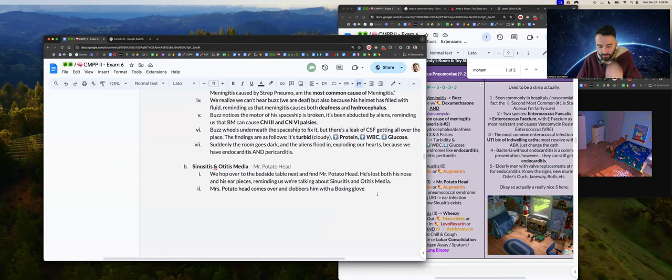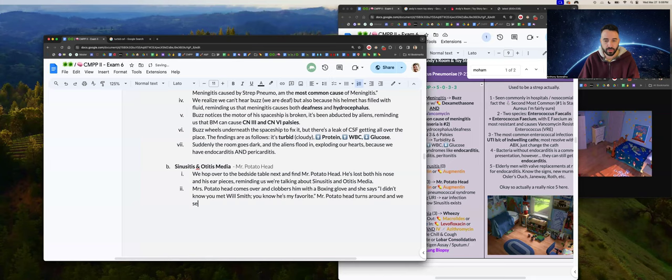And she says, I didn't know you met Will Smith. You know he's my favorite. Mr. Potato Head turns around and we see he has these cool sunglasses that make him look like he's from Men in Black.